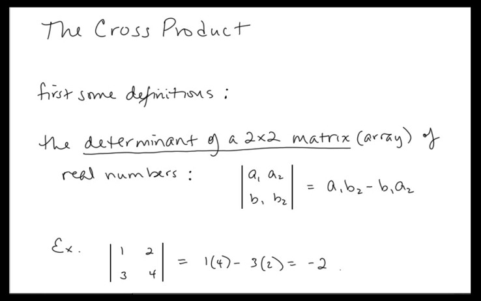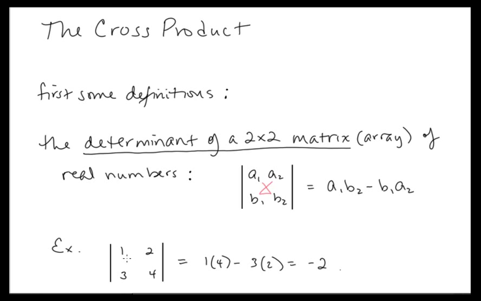The determinant of a 2 by 2 matrix or array of real numbers, here's our matrix A1, A2, B1, B2. We put these bars around it to denote that we're going to take the determinant, and the determinant of this 2 by 2 array is A1 B2 minus B1 A2. And that's our 2 by 2 determinant.